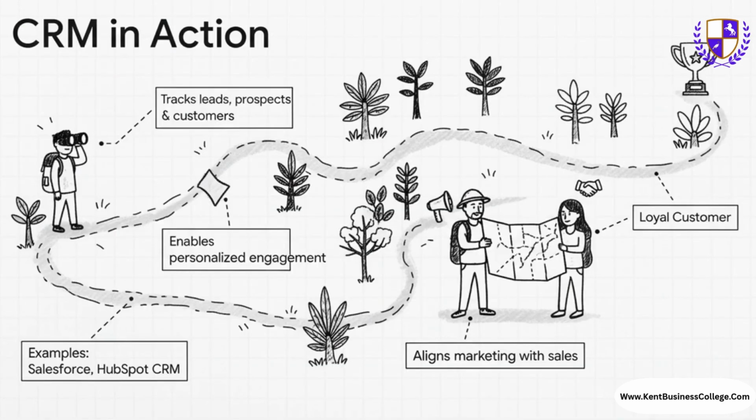So in practice, your CRM is tracking everyone, from a curious window shopper to your most loyal customer. It's the one tool that can finally get the sales and marketing teams to stop squabbling and actually look at the same information. And crucially, it lets you talk to your customers like you actually know them. We're talking about the big names here, like Salesforce or HubSpot.